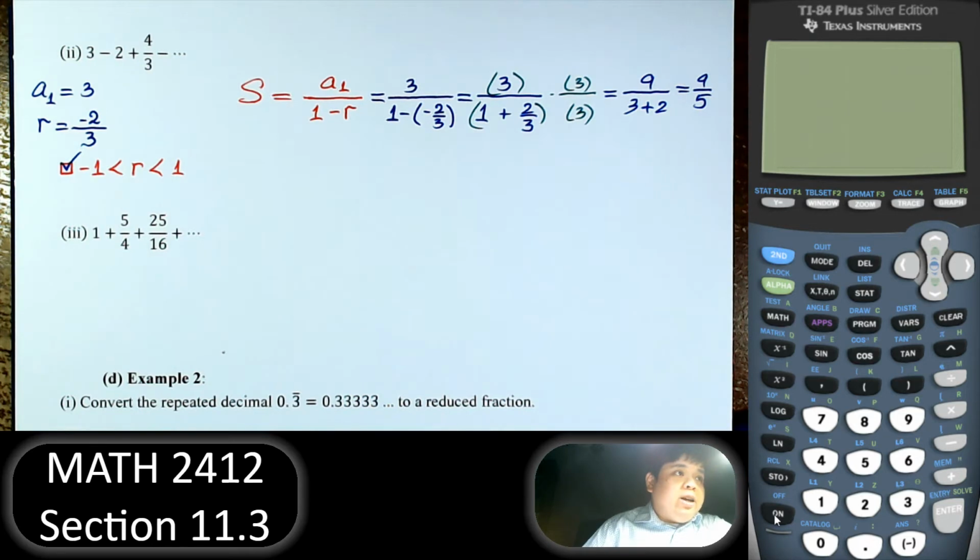Right, let's check. One big fraction, 3 divided by 1 minus -2/3.